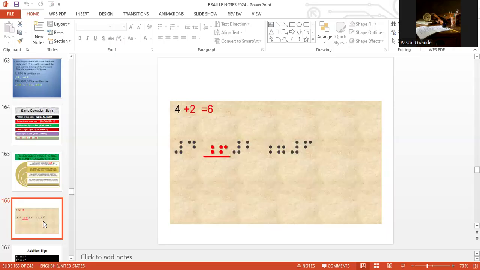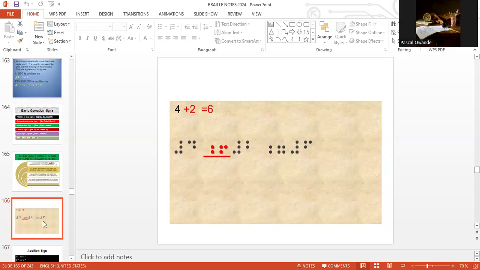Remember that our rule number 3 was saying that all basic operation signs must be written adjoint. All basic operation signs are written adjoint to whatever they precede. So here, addition comes before 2, so plus, then 2, plus 2. So the rule is we are going to write the addition sign and the 2 unspaced. We are adjoining whatever is coming after the basic operation sign. So dots 5-6 lower f for plus, the numeral sign, then 2.